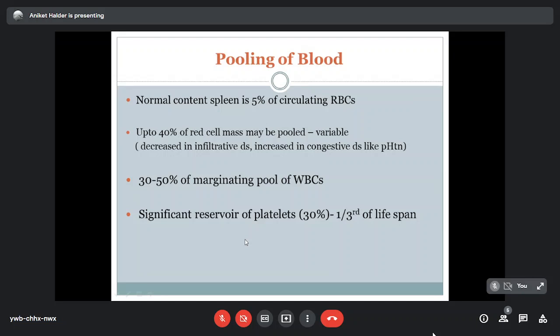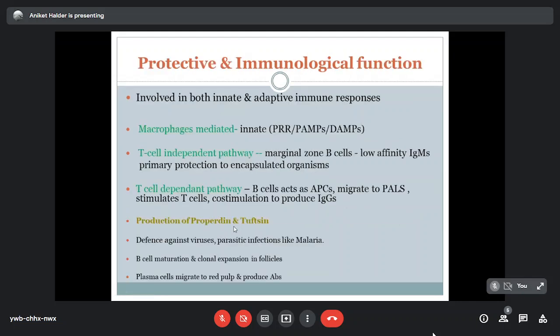Another important function is the reservoir function of platelets. The spleen is the main reservoir of platelets. About one third of the lifespan of the platelets is spent in the spleen, and about 30% of platelets are stored in the spleen in normal individuals. Whereas in cases of splenomegaly, the spleen may sequester about 90% of the total platelet pool. So in cases of splenomegaly, there can be significant thrombocytopenia, and this is mainly due to the excessive pooling of the blood in the spleen.